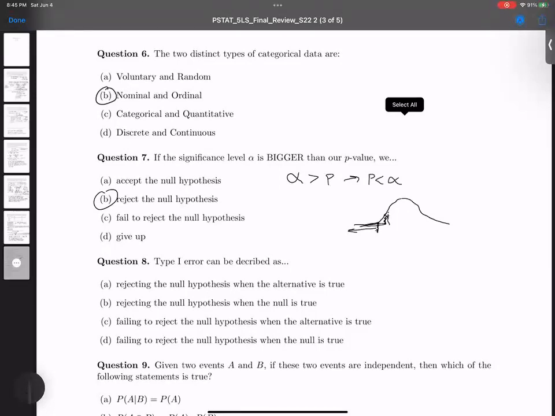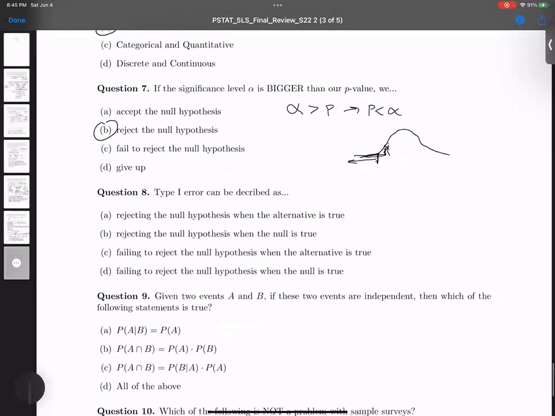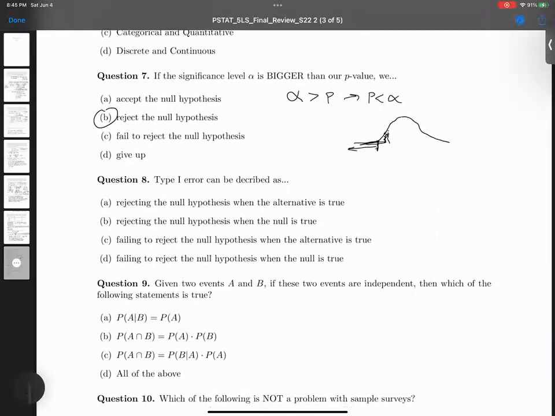Great. Let's do question 8. And not entirely sure if you guys actually ended up getting to type 1 and type 2 error. I think you did. So I did want to throw type 1 error into, I guess that's a type 1, type 2 kind of multiple choice question.